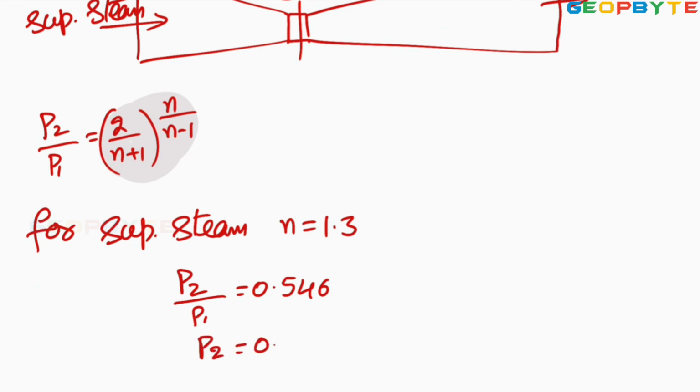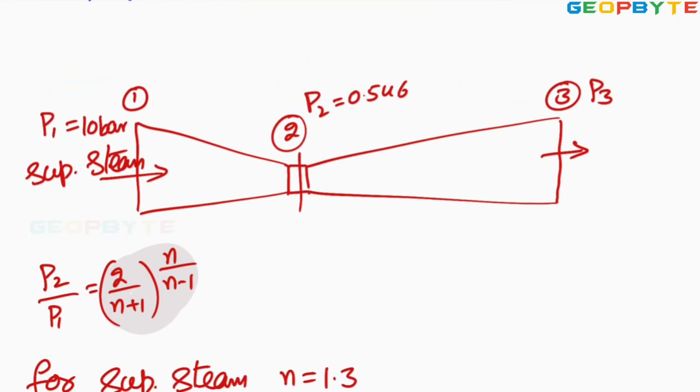If P2 by P1 equals 0.546, then what is P2? P2 equals 0.546 multiplied by 10, which is 5.46. So P2 by P1 is 0.546, and P2 equals 5.46 when the superheated steam is entering at 10 bar pressure.